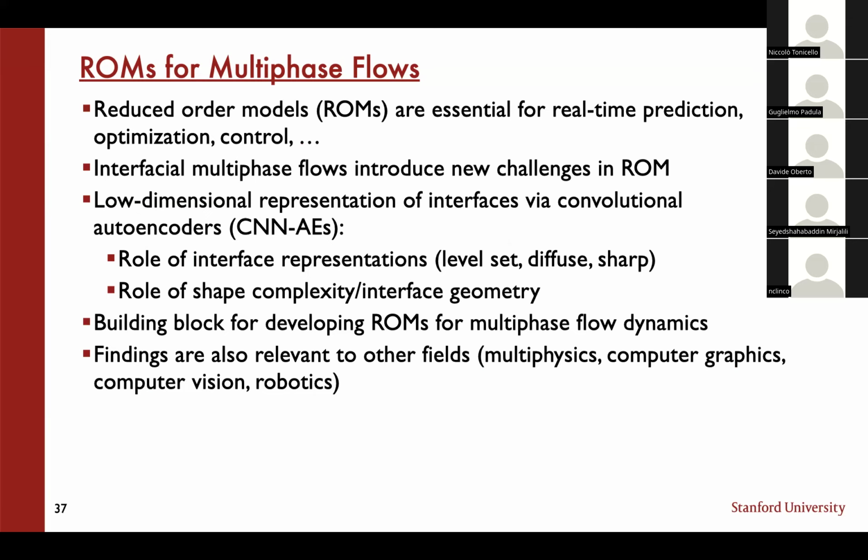And the issues I will discuss, of course, but what we looked at here was that if we wanted to do a low-dimensional representation of interfacial flows with convolutional autoencoders, nothing too fancy, just a convolutional autoencoder that has been proven to work well. What is the role of interface representation? So there's different options here, and I'll explain that. And what is the role of the shape complexity or the interface geometry here? And so through this, we've developed an autoencoder architecture that can reduce the dimensionality of such flows, and this is a building block for basically dynamics and predictions in time.